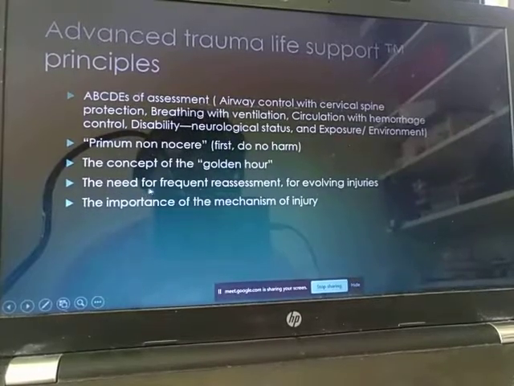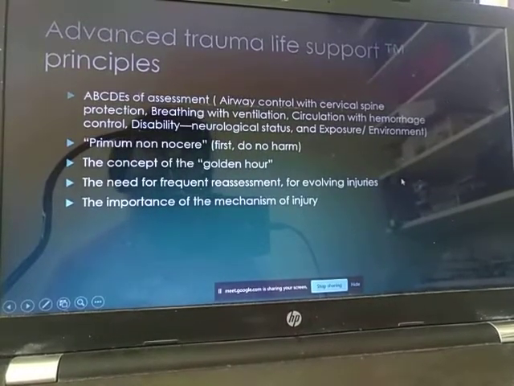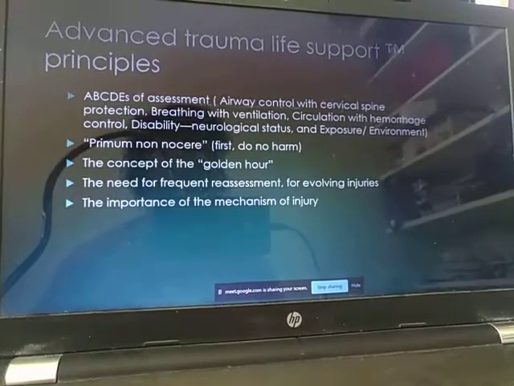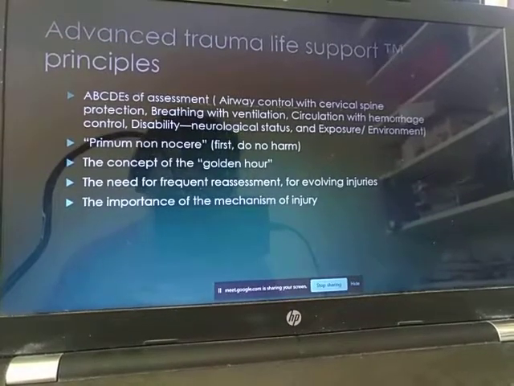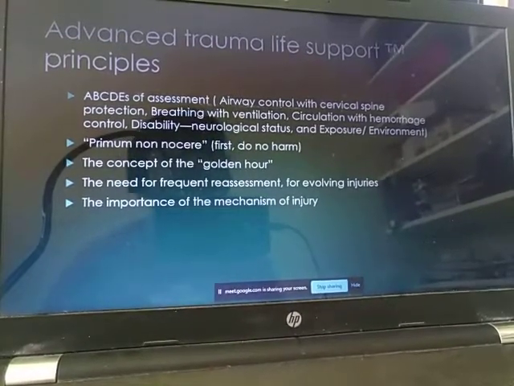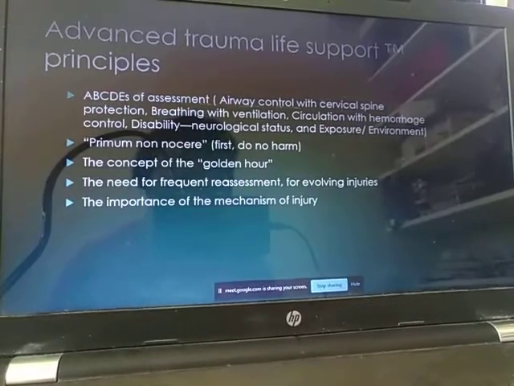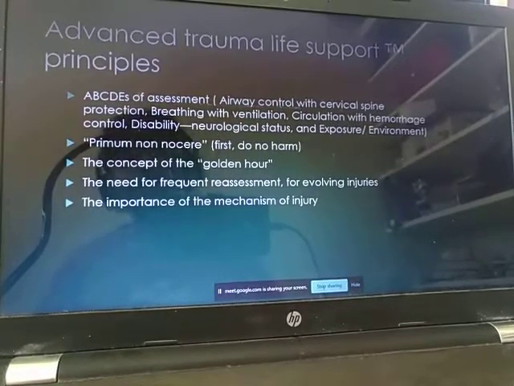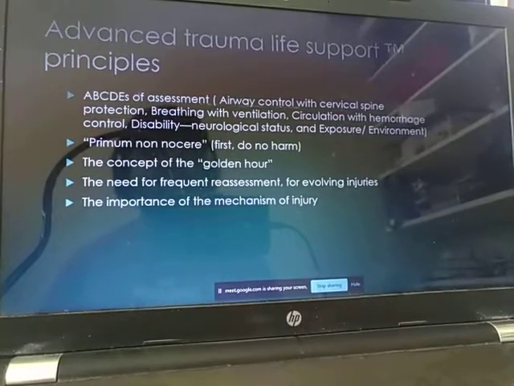The fourth is the need for frequent reassessment for evolving injuries. Like I had said, there are certain injuries which evolve over time. They gradually become more morbid due to several factors. There might be internal bleeding, there might be increased pressure in the orbital cavity. All these are evolving injuries. There might be an intracranial bleed, which might be happening gradually and increasing the intracranial pressures. So these need to be assessed and monitored frequently so as to prevent patient mortality and morbidity both.